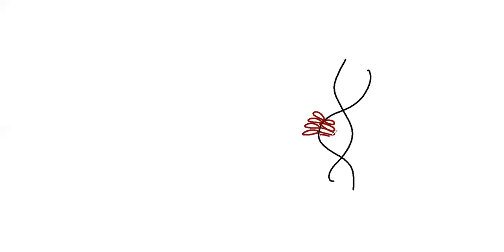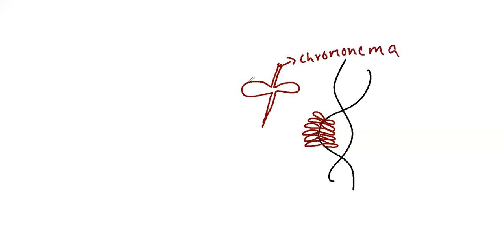And why we call it lampbrush is, for example, assume that we have a strand. If I observe this microscopically, you will find a loop, a chromatin loop. If you observe this, it looks like a brush. That's why they named it lampbrush. So if you observe the lampbrush microscopically, you will have it like this. This we call the chromonema, and this we call the chromatin loop, and you have the main axis.